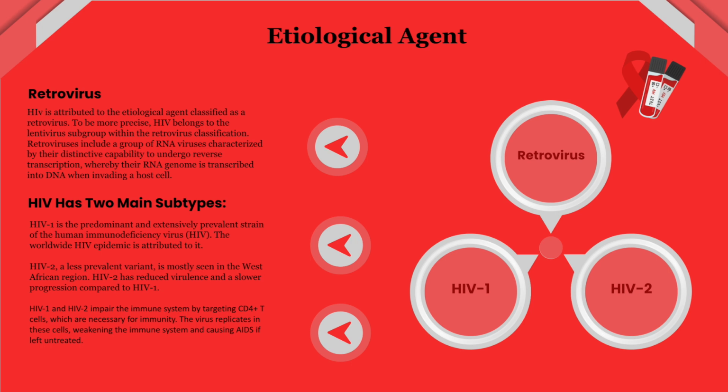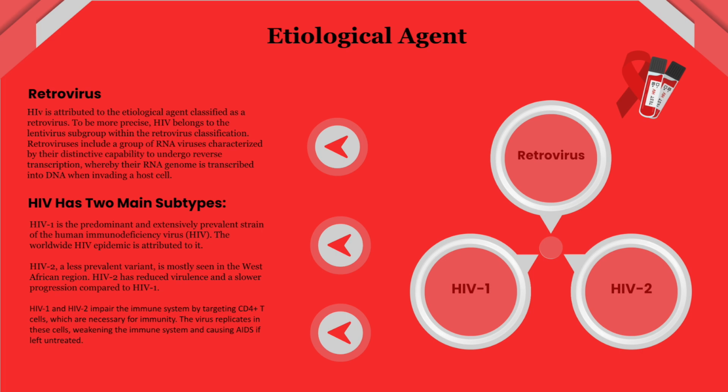So now we get into the agent of HIV. HIV is attributed to the etiological agent classified as the retrovirus. Retroviruses include a group of RNA viruses characterized by their distinctive capability to undergo reverse transcription, whereby their RNA genome is transcribed into DNA when they invade the host.